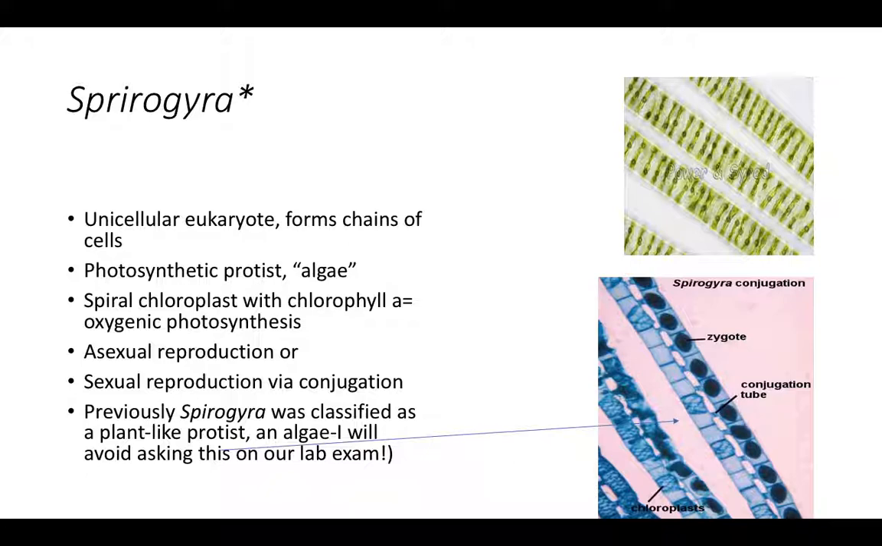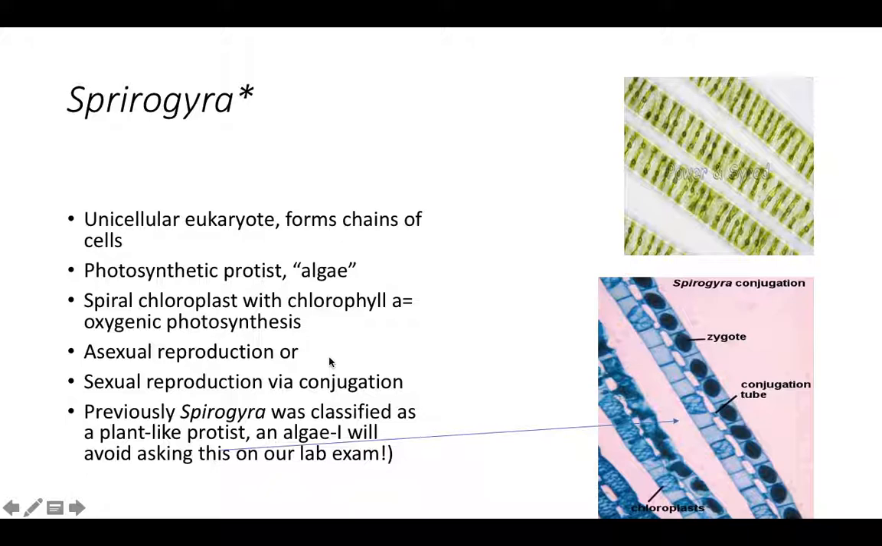I would never ask you on our lab exam which kingdom Spirogyra belongs to, right? Because it is so confusing. But it would be fair, folks, for me to ask you the following questions here. So, is it a prokaryote or a eukaryote? It's a eukaryote, right? It's going to form these chains of beautiful cells. So this is how it appears in nature. And really neat, they have these beautiful spiral chloroplasts. That's where the name Spiro comes from, these spiral chloroplasts with chlorophyll A, and the chloroplasts carry out oxygenic photosynthesis.